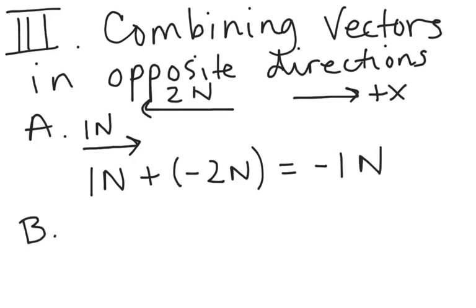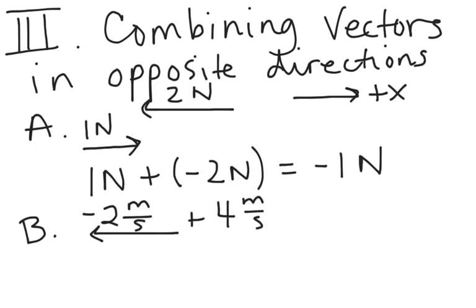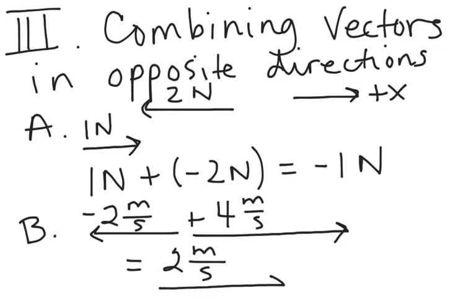Let's do another one. Let's say I have a negative 2 meters per second because we're going left, plus a 4 meters per second because we're going to the right. And what would be my total velocity here if I combine these? That would be equal to a positive 2 meters per second to the right, like so.